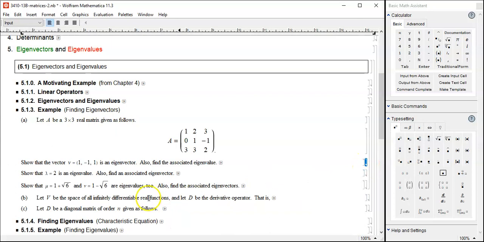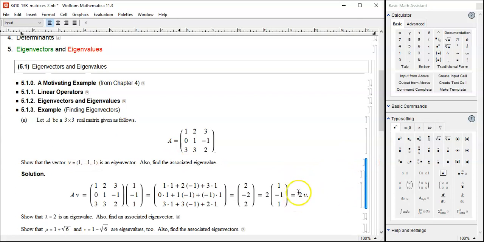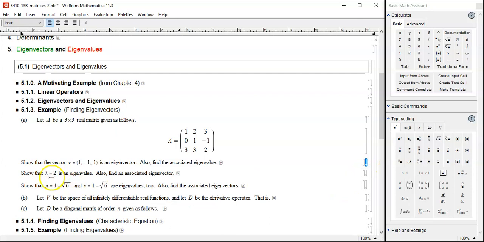Now, what about the other way around? Show that lambda equals 2 is an eigenvalue, and also find an associated eigenvector. Well, the answer should be this, but pretend you don't see it. Let's find it out. Previously, lambda was unknown, but we found that lambda is equal to 2. Here, lambda is equal to 2. v is unknown, so the answer should be this one. But pretend you don't see that, and let's try to find out.